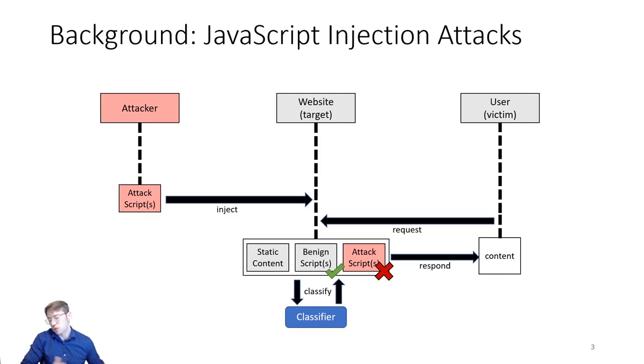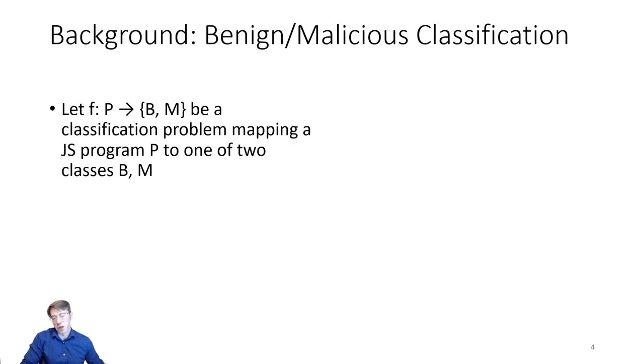This is a high-level description of what a classifier is, but our intention is to generally consider the behavior of a large class of classifiers. We formalize the problem of classification as a function f from JavaScript program p to one of 2 labels, either b for benign or m for malicious, the malicious obviously being disallowed.